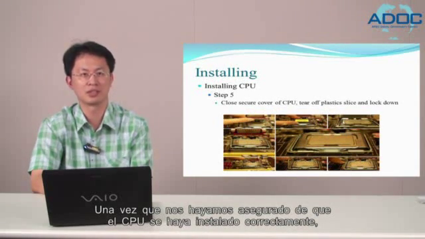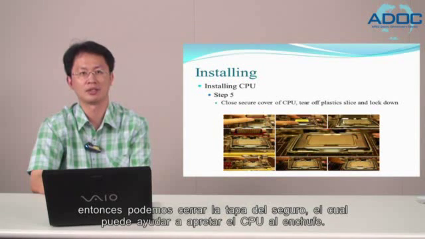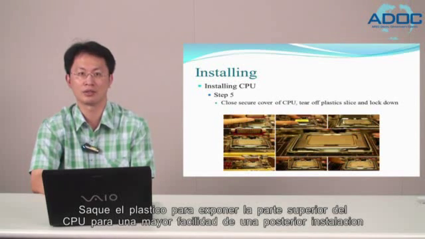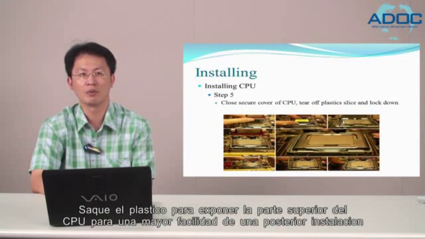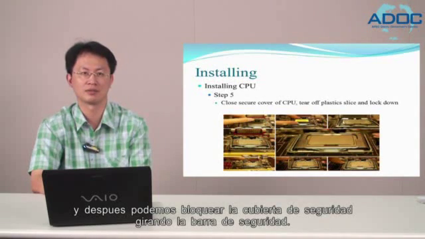Once we make sure the CPU is installed correctly, then we can close the secure cover, which can help tighten the CPU to the socket. Peel off the plastic slice to expose the top of the CPU for the later-on installations. Then we can lock the secure cover by turning the secure bar.